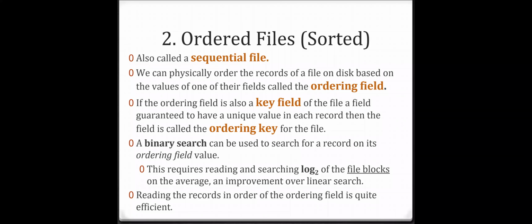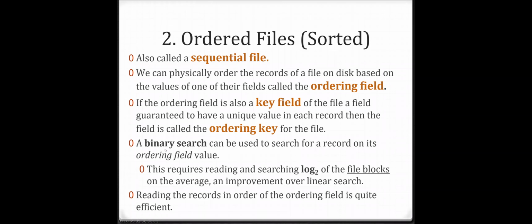If the ordering field is also a key field, and this is important, so if you choose the ordering based on an attribute that is unique, such as SSN, in this case it's called the key field, because it's unique and it guarantees that the values of a record won't be repeated. So that's the key field. At the same time, it's the ordering key.